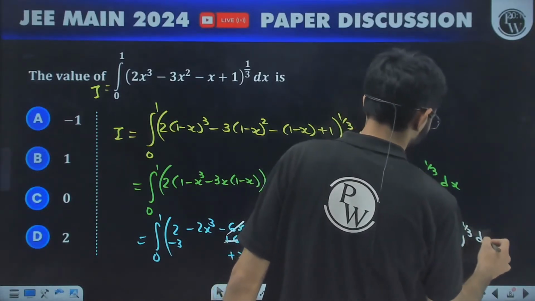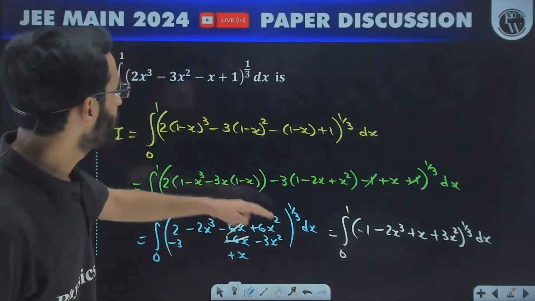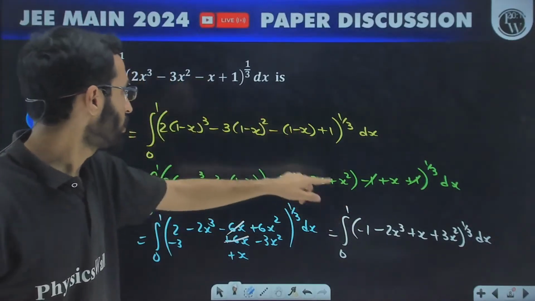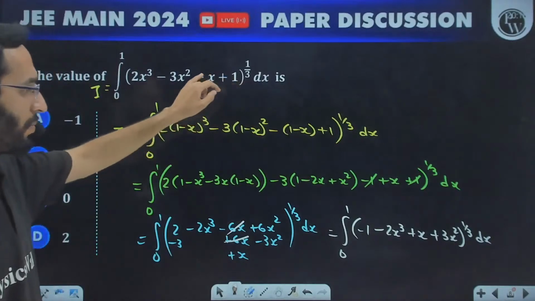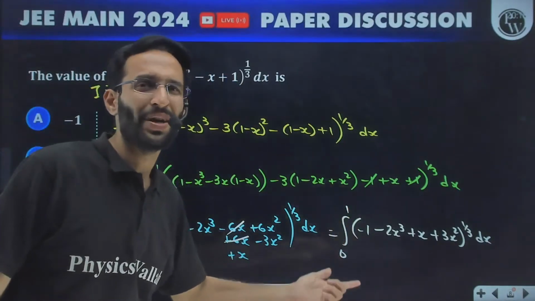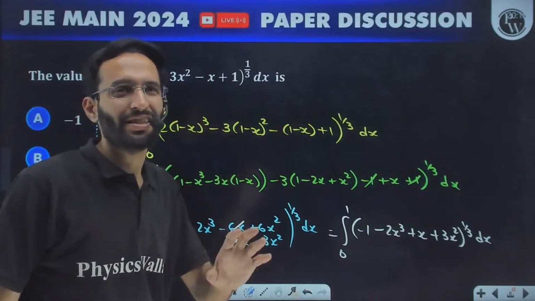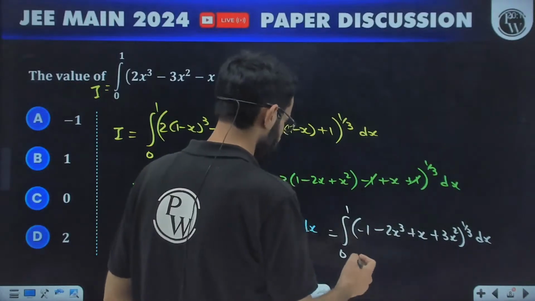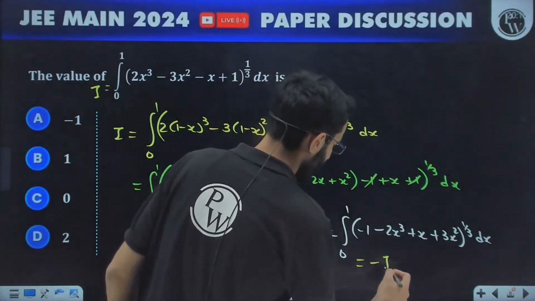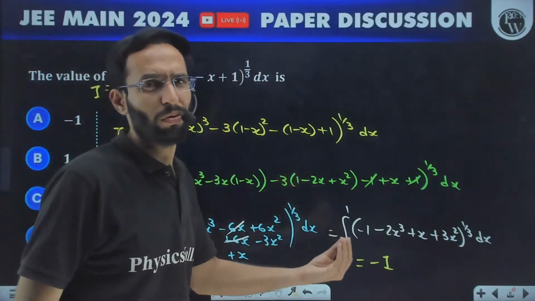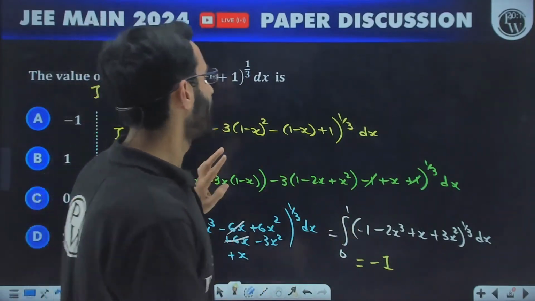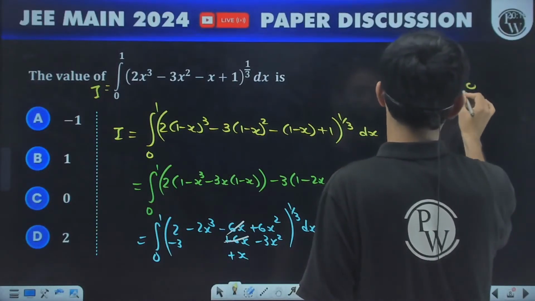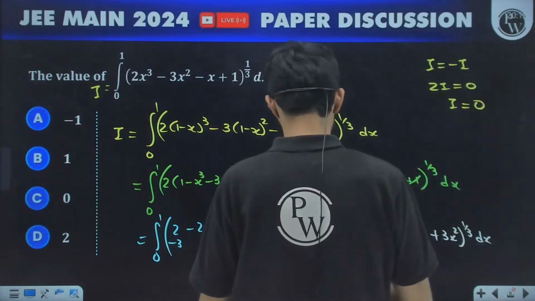1 by 3 dx. Now let us compare this with the original given question. There 2x cube was positive, here it is negative; 3x square was negative, now positive. For x, negative became positive; 1, negative became positive. So it is the same as our original expression, just the sign is different. If I take the minus sign outside, this will become minus I, because cube root of minus 1 will give you minus 1 only. So I equals minus I, that can be true for 0 only, which gives us 2I equal to 0. So in the end, you are going to get I equal to 0.